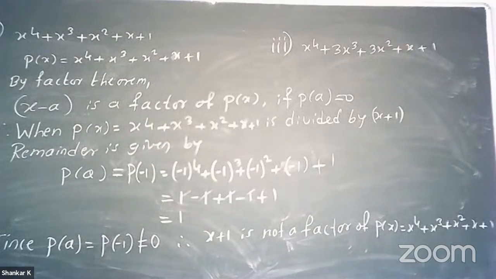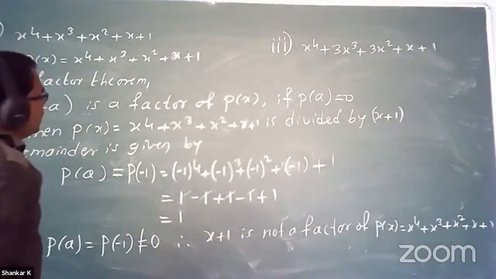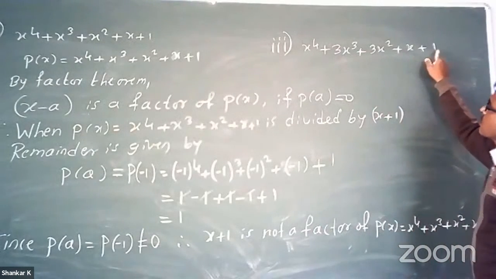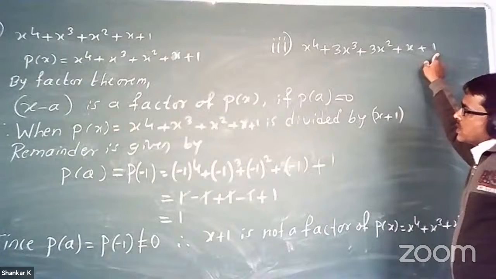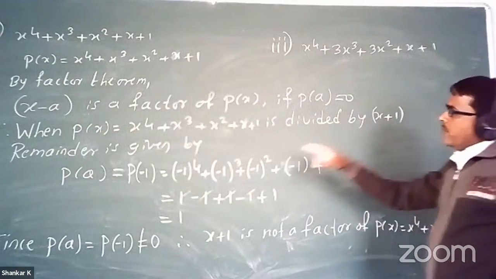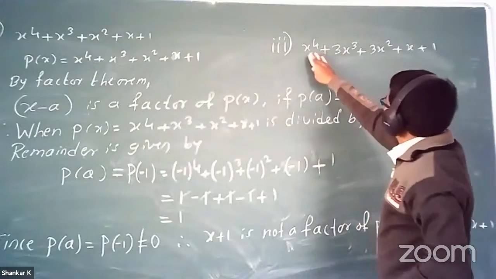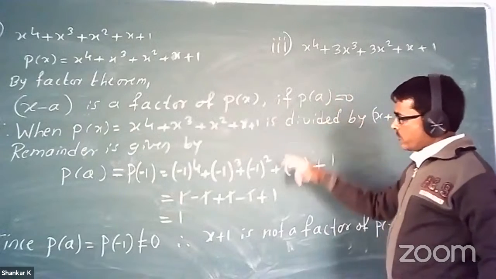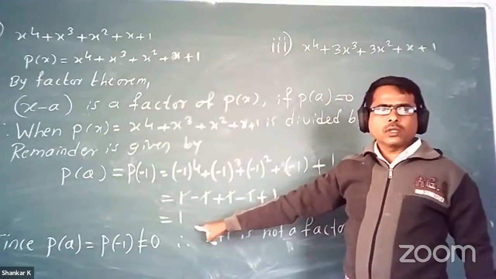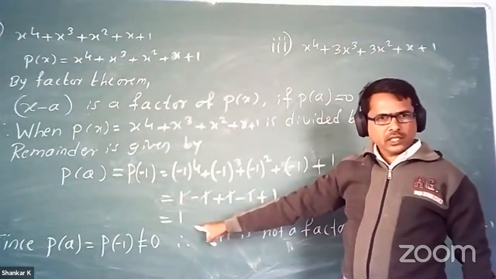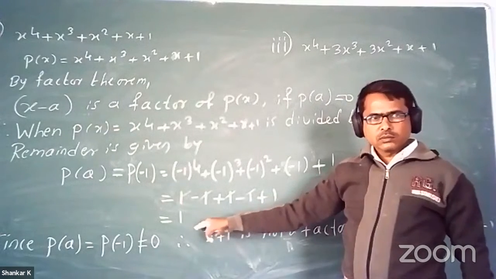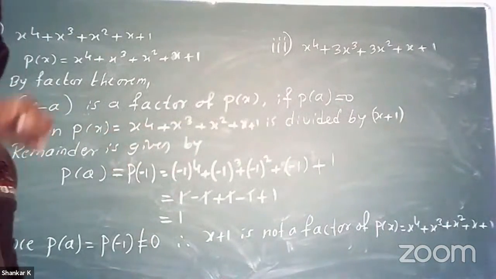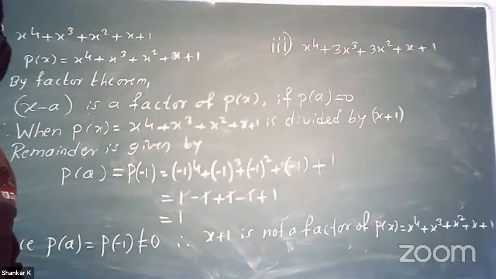It is very simple. When p of x equal to x raised to 4 plus 3x cube plus 3x square plus x plus 1 is divided by x plus 1, the remainder is given by p of minus 1 again. Wherever x is there, put minus 1 and calculate its value. If its value is 0, then x plus 1 is a factor. Otherwise, no. That's all. How many have completed?